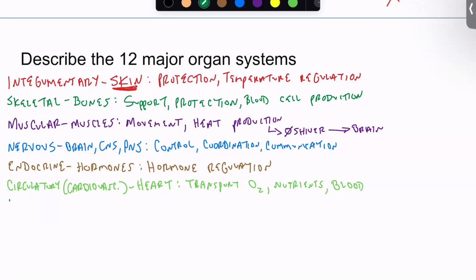Okay, then we have our lymphatic, and so we're thinking the lymph system. So maybe lymph nodes, vessels, and its main role is fluid balance and also immunity.